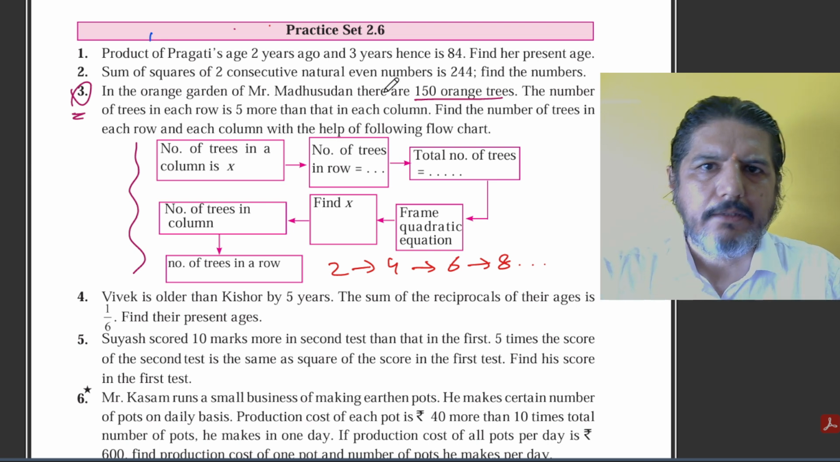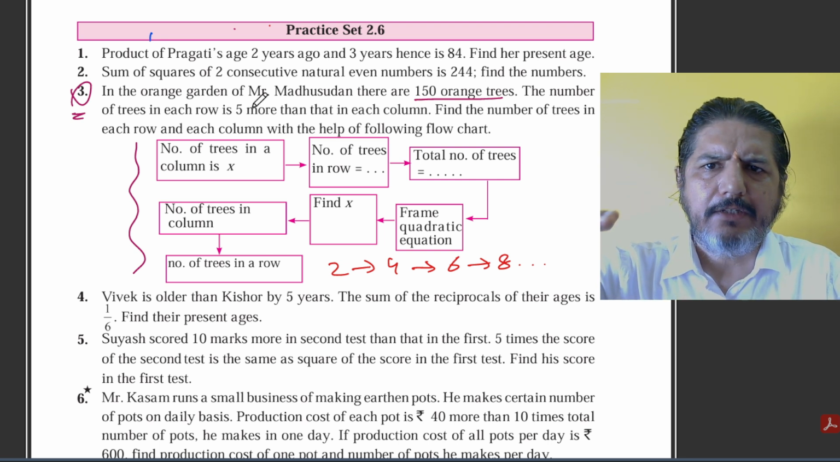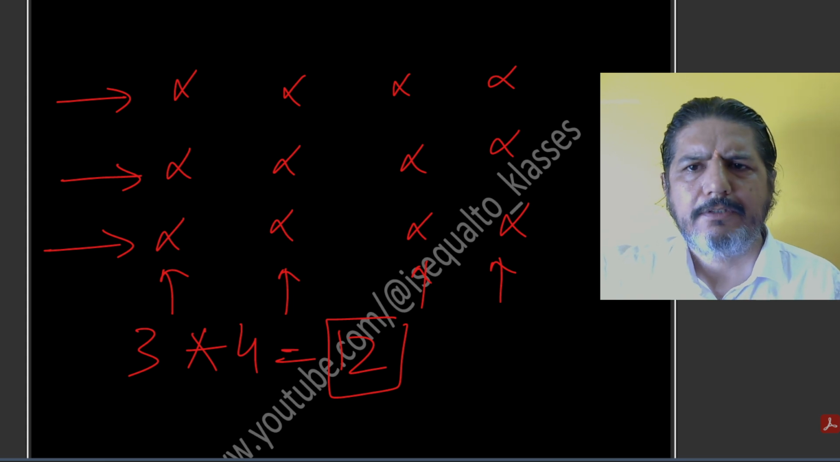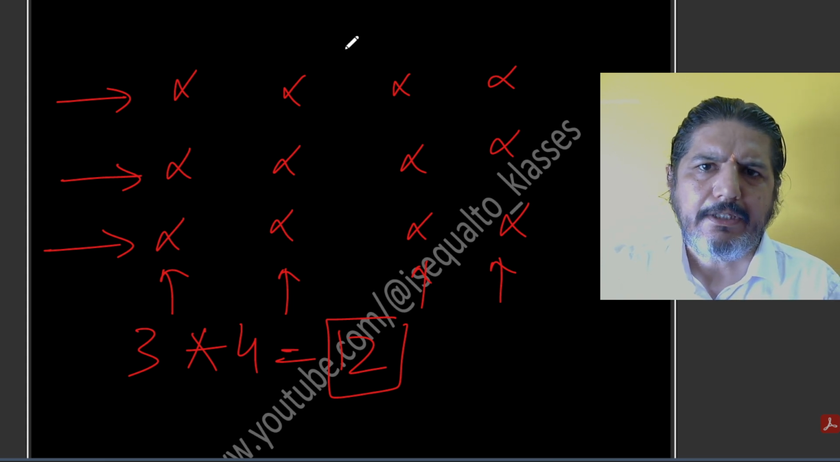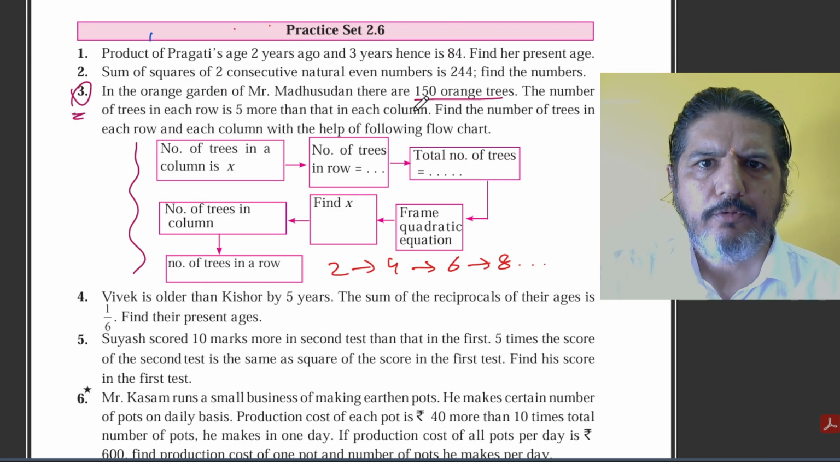In an orange garden, Mr. Madhusudan has 150 orange trees. Number of trees in each row is 5 more than that in each column. So what the question is saying is that the number of trees in each row is 5 more than each column.